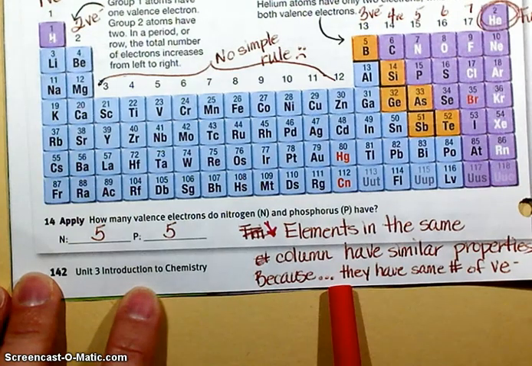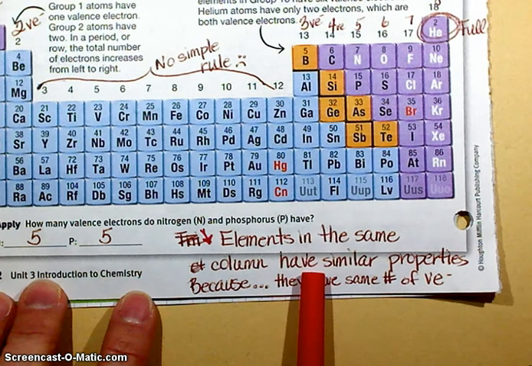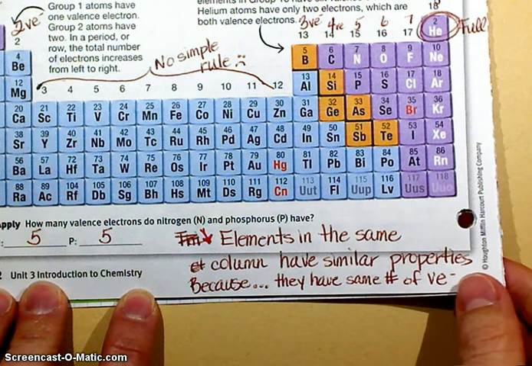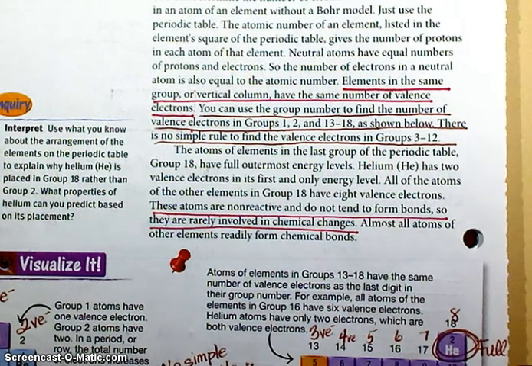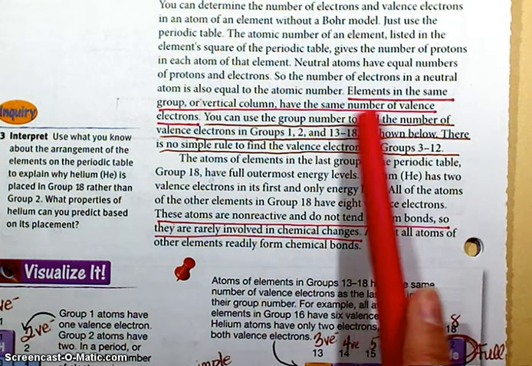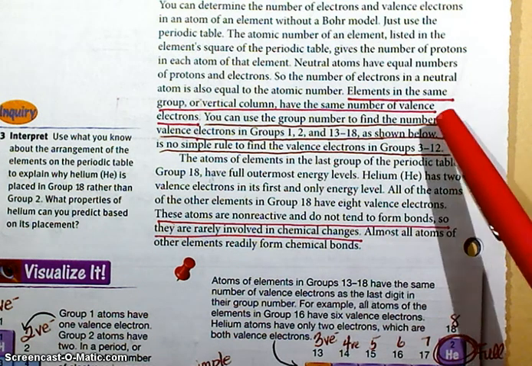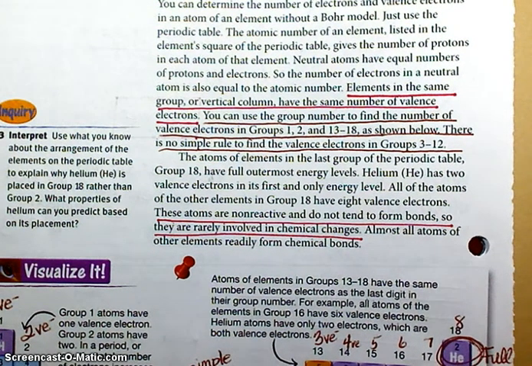Elements in the same column have similar chemical properties because they have the same number of valence electrons. That's really important. And one other thing in the last screencast that I forgot to have you underline: elements in the same group or vertical column have the same number of valence electrons. So make sure you underline that. That's really important, and we've said that several times now.